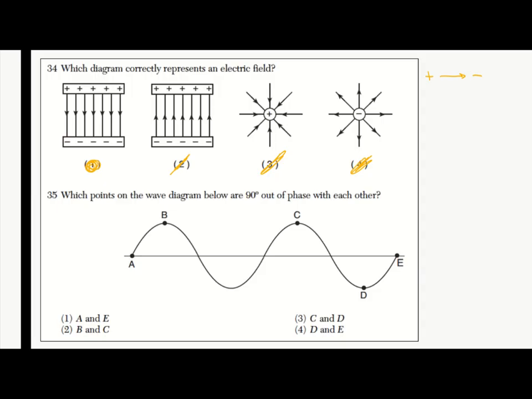There you go. Number 35, which points on the wave diagram below are 90 degrees out of phase with each other? So out of phase means they're not corresponding, whereas in phase means corresponding points. So out of phase means non-corresponding. So we can't use points that are pretty much corresponding to each other, like B and C. So B and C are corresponding, and so is A and E.